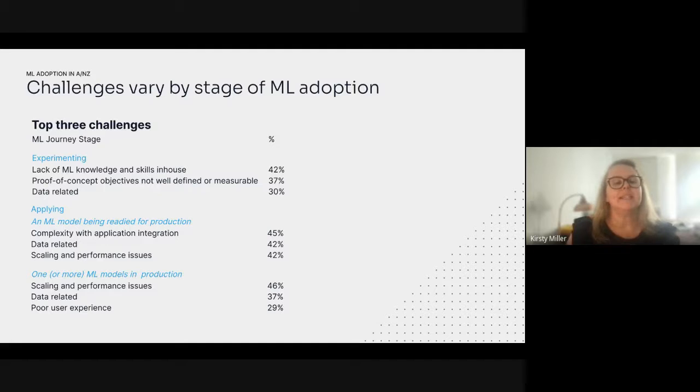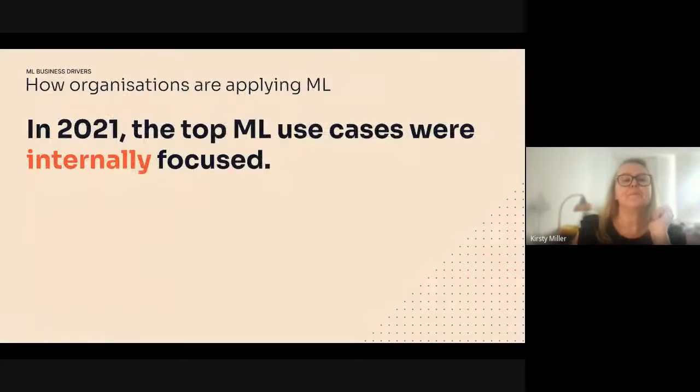Now, there's a lot of data on here, but I guess really what we can take away from this is, again, a reminder that it's not just one thing. And then also, you see data related appear in the top 3 challenges, regardless of what stage you're at. Data is one of the biggest factors in getting machine learning right. We come up against it time and time again, and it remains one of the biggest challenges organizations face when they do machine learning.